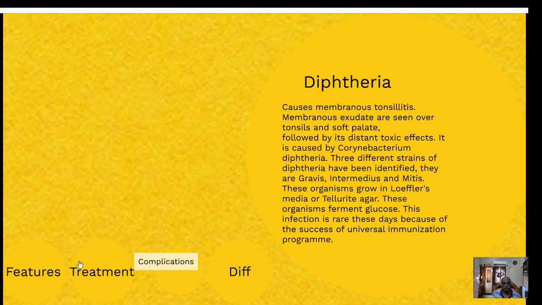Now, we will dwell a little bit on diphtheria. Diphtheria is a classic case of membranous tonsillitis. The membrane can be seen over the tonsil. It will be seen over the soft palate, and these patients will have distant toxic effects, including toxic myocarditis due to the diphtheritic toxin. There are 3 different strains of diphtheria which can be involved here: gravis, intermedius, and mitis. These organisms grow well in Loeffler's media or tellurite media, and are known to ferment glucose. This infection is very rare these days, but we rarely encounter it because of the failure of immunization.